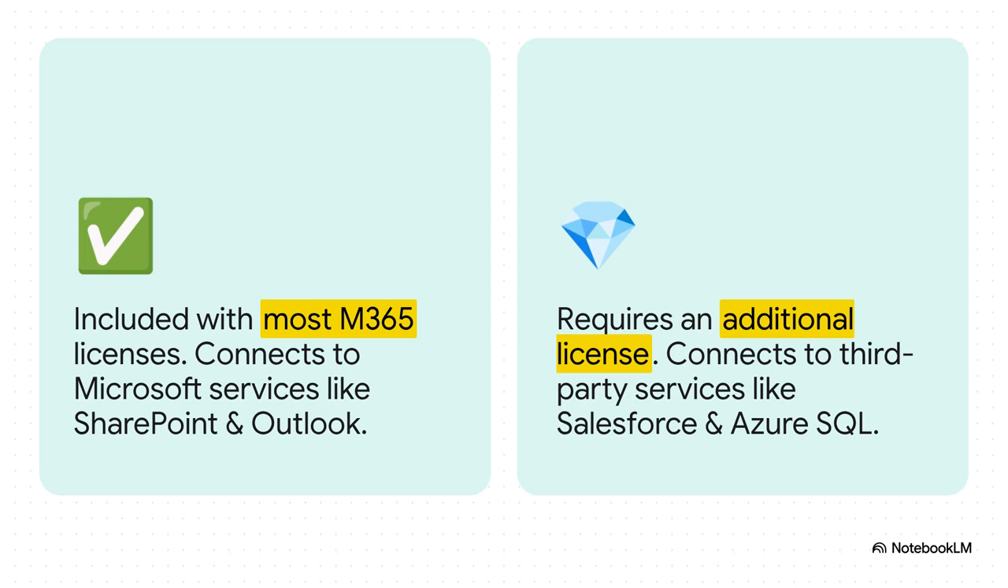Now, this brings us to a really important concept, especially when it comes to licensing and cost: connectors. Think of them as the pre-built bridges that connect your flow to other services. Standard connectors, for things like SharePoint, Outlook, and Teams, are usually included with your Microsoft 365 license. But when you need to connect to services outside that bubble, like Salesforce, or more advanced ones like Azure SQL, you're going to need a premium connector. And yep, that requires an extra license. Knowing this difference is a big deal because it directly impacts the cost and scope of a project.